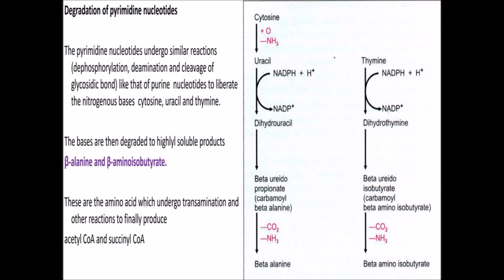The pyrimidine nucleotides undergo similar reactions, dephosphorylation, deamination and cleavage of the glycosidic bond like that of purine nucleotides, to liberate the nitrogenous bases cytosine, uracil and thymine. These bases are then degraded to highly soluble products, beta-alanine and beta-aminoisobutyrate. These are the amino acids which undergo transamination and other reactions to finally produce acetyl coenzyme A and succinyl coenzyme A. Dear students, I hope you could understand what nucleotides are, how they are synthesized and degraded.